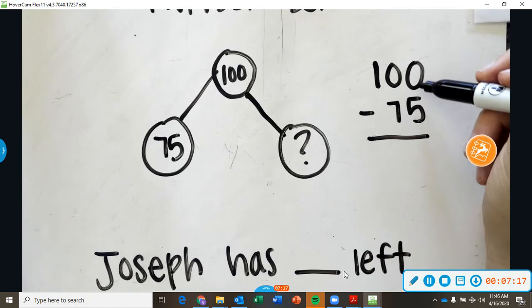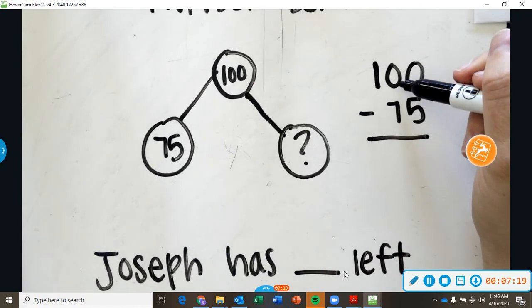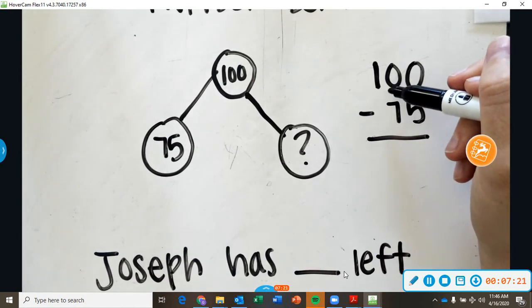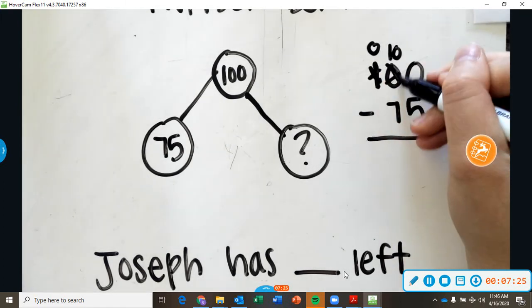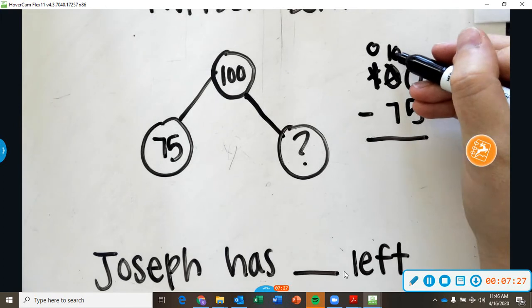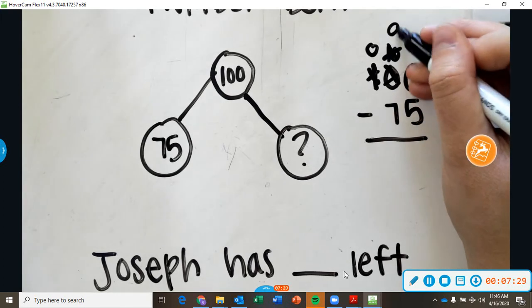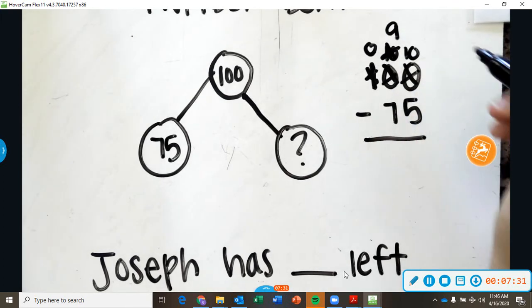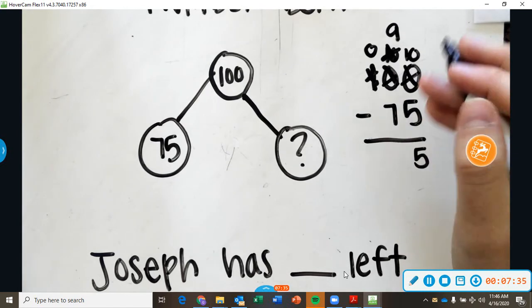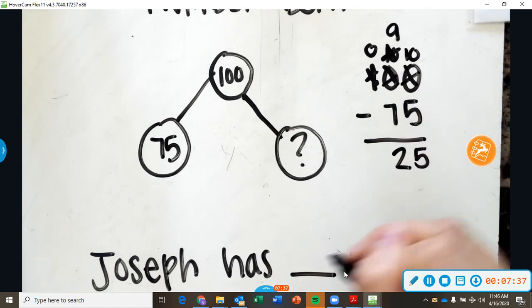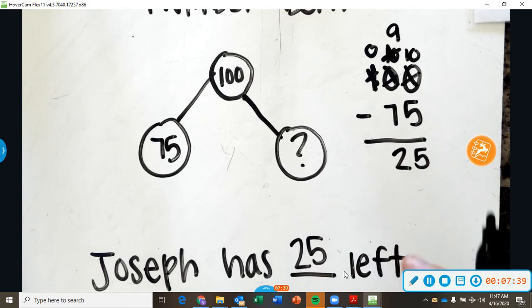So again, you cannot do 0 minus 5. I go to my tens place. There's nothing to regroup with. So I'm going to take 100. Now I have 10 tens. Now I can go over here and I can take a 10. And now I have 10 ones. So 10 minus 5 is 5. And 9 minus 7 is 2. So that means Joseph had 25 cents left.